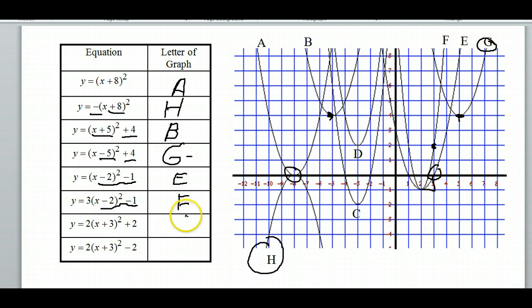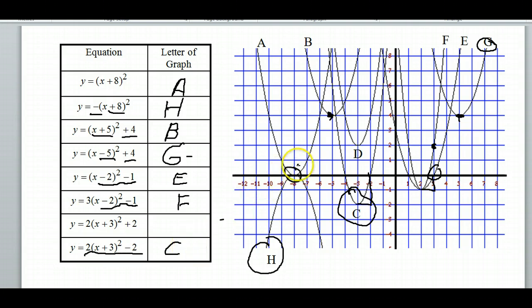Okay, we have A, H, B, G, E, F, which means we don't have C and D. Let's see if we can look at C and figure out what's going on. We have a vertex at -3, -2. So this will be (x plus 3) squared, and then a -2. This graph is not congruent to y equals x squared. If I go over 1, I go up 1, 2. It opens up. This will be 2(x plus 3) quantity squared -2, which puts us right here, and this will be graph C by process of elimination.